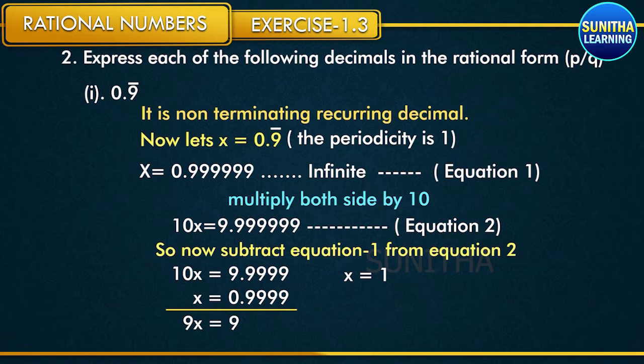So here observe. Isn't it interesting that one decimal is equal to one natural number or one integer? So what we can conclude by this example is that 0.9 bar is equal to 1. That is why we say that it is approximately equal to 1. Clear? Next one.